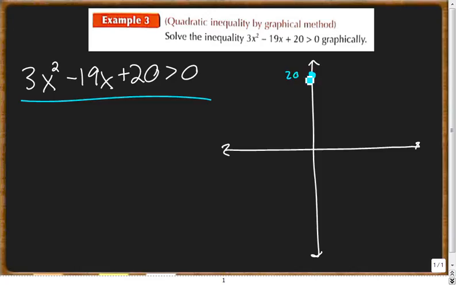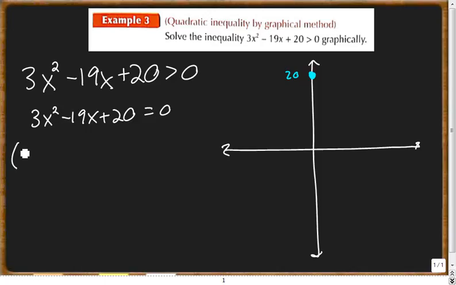So what are the x-intercepts for this graph? Now, for the x-intercepts in this graph, we have to create the equation 3x squared minus 19x plus 20 equals 0. And so I'm going to go ahead and try to factor this to find what my zeros are going to be.